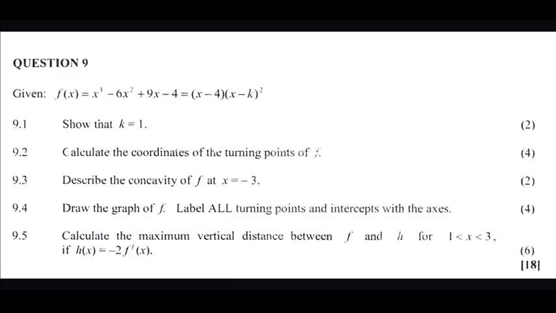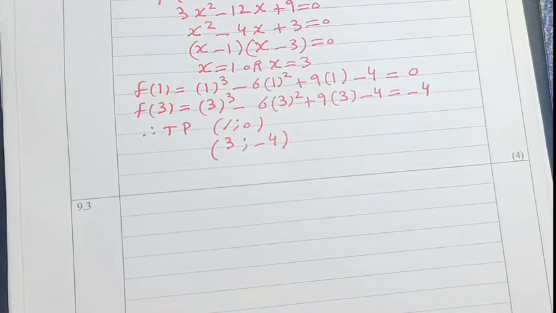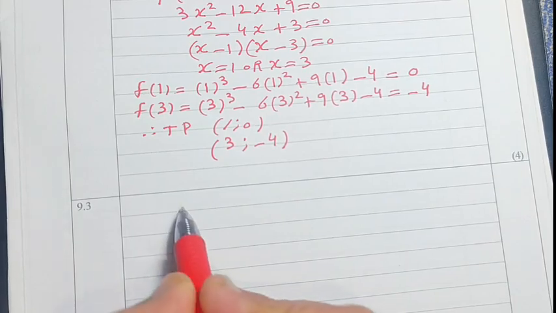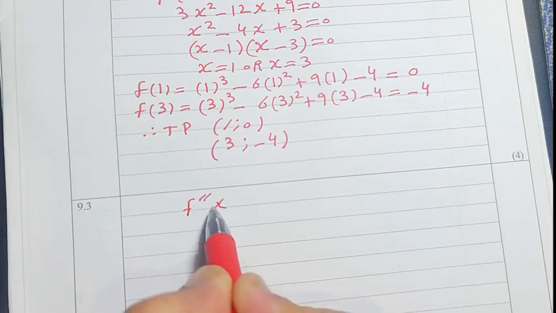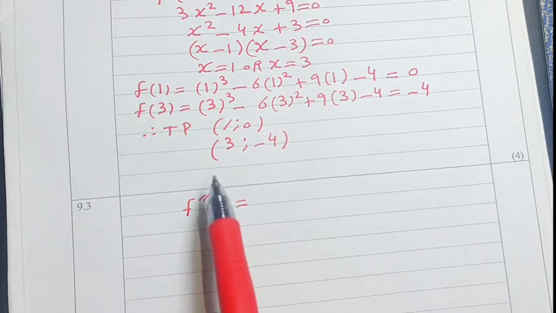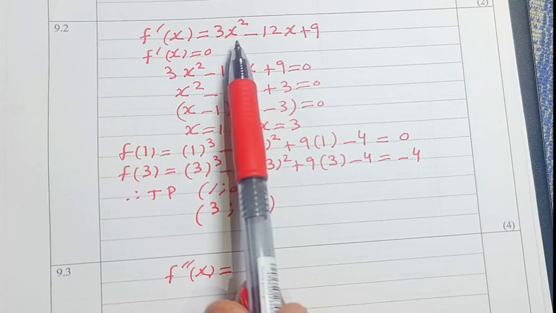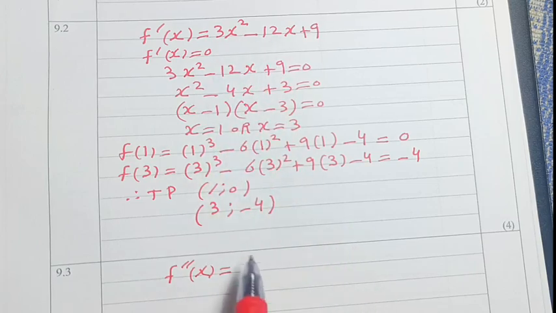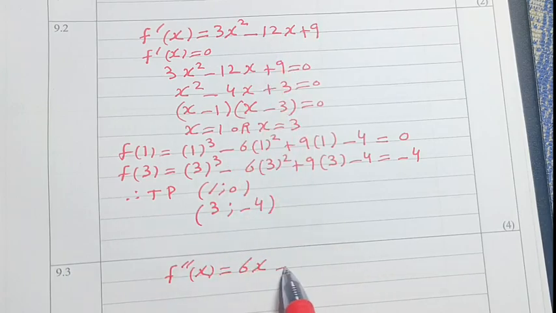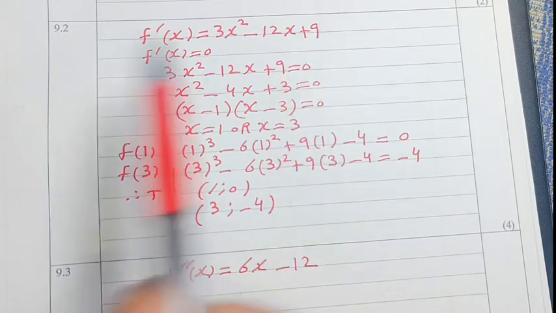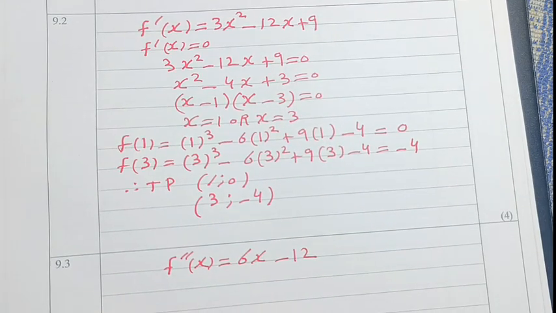9.3. Describe the concavity of f at x equal to negative 3. To describe the concavity, we need to find the second derivative. The first derivative is 3x squared minus 12x. So the second derivative is 3 times 2, which is 6x, minus 12. The derivative of a constant is 0.